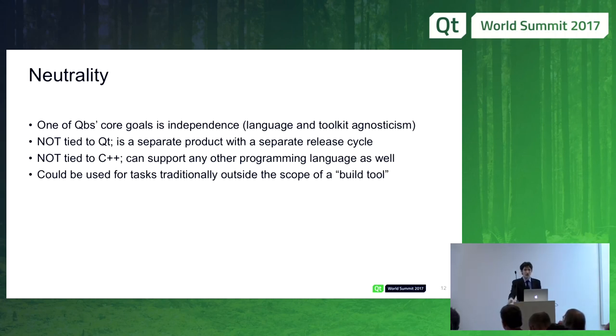So one of Qbs' core goals is independence of any particular programming language or toolkit. Qbs has excellent support for Qt, of course, which is built from the various primitives provided by the domain-specific language and is just another module that's no more specially handled by the internals than Java support, for example. And the same is true for its C++ support. There's absolutely no knowledge of C++ in the Qbs core engine. It's all handled by the modules, which are, of course, written in QML and JavaScript. So you know for sure that there's no dependency on the core because it's different languages.